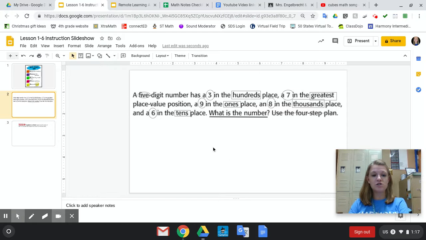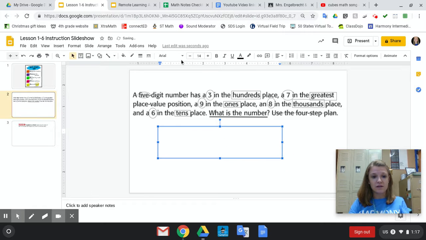A 5-digit number has a 3 in the hundreds place, a 7 in the greatest place value position, a 9 in the ones place, an 8 in the thousands place, and a 6 in the tens place. What is the number? Well, here it says it's a 5-digit number, so I know that I'm going to have 5 digits.